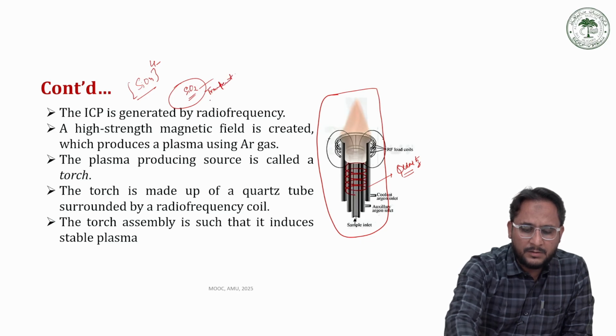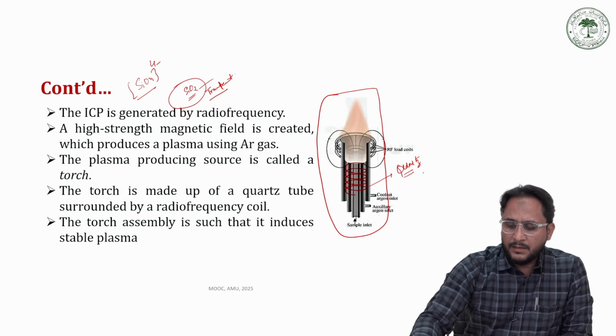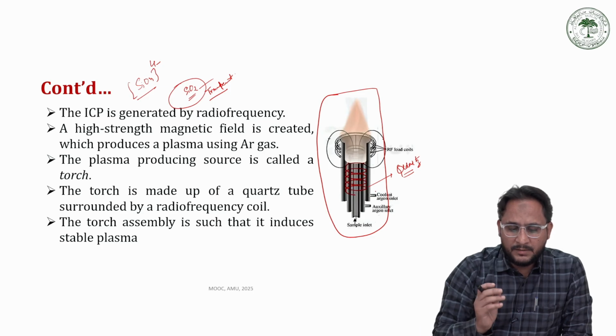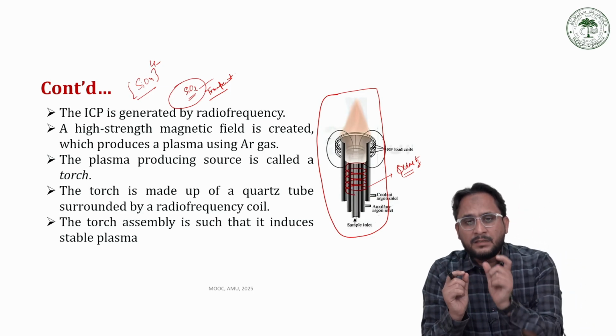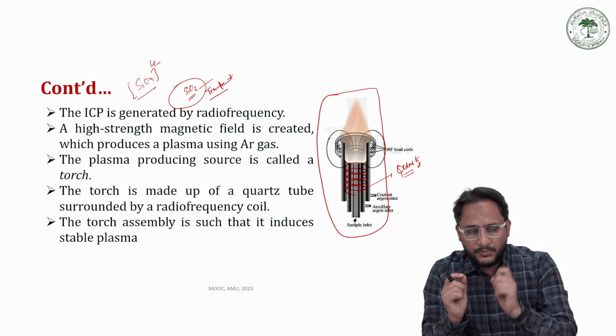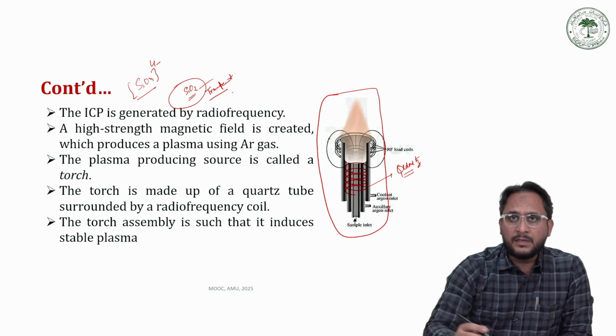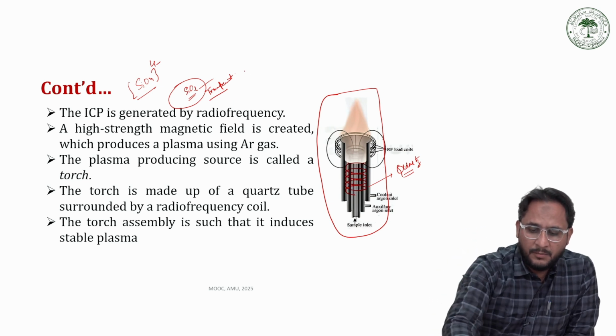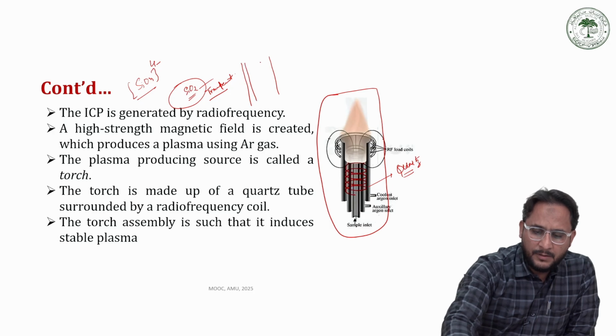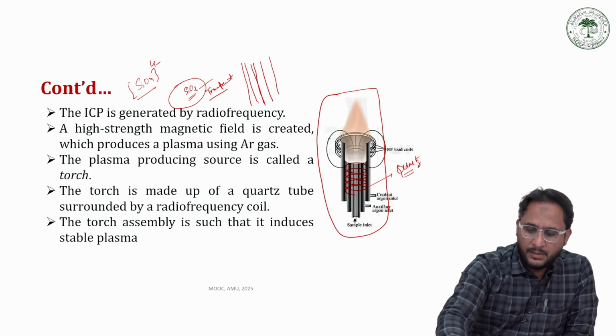So this quartz tube is used, and it contains 3 concentric quartz tubes, which means we have an outer tube, then we have a middle tube, and finally we have an inner tube. So there are 3 tubes.